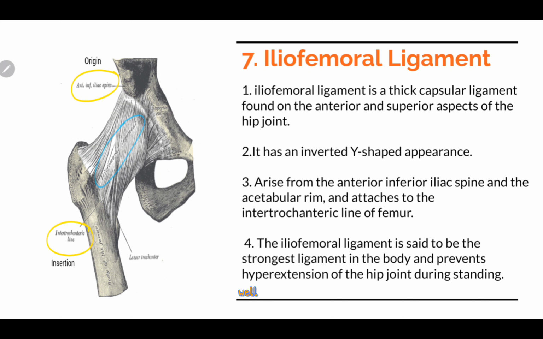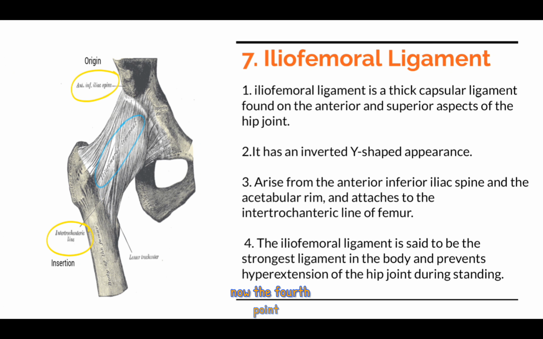So where is the anterior inferior iliac spine located? In the ilium. Super. And it is located below the anterior superior iliac spine. As you can see here, this is the anterior inferior iliac spine. Also along the acetabular rim, the iliofemoral ligament origin is there. And the insertion is in the intertrochanteric line. This is the femur bone, this is the intertrochanteric line. So the iliofemoral ligament attaches into the intertrochanteric line of the femur.